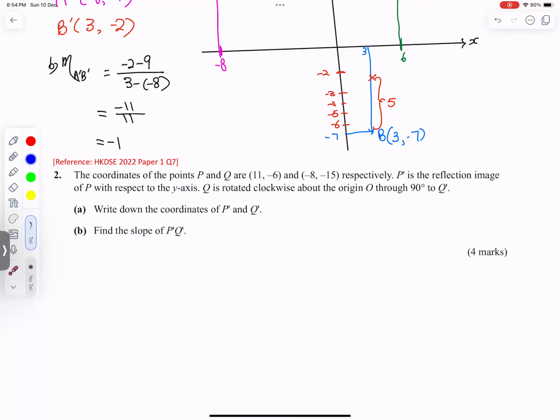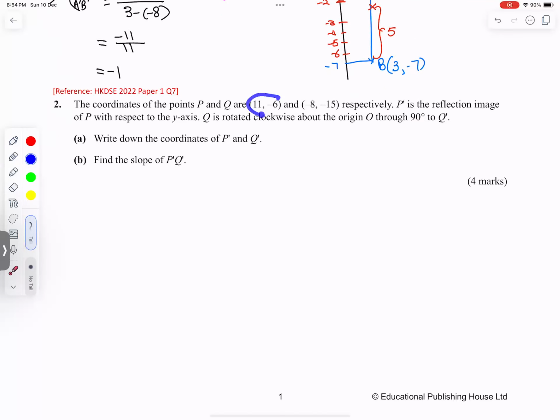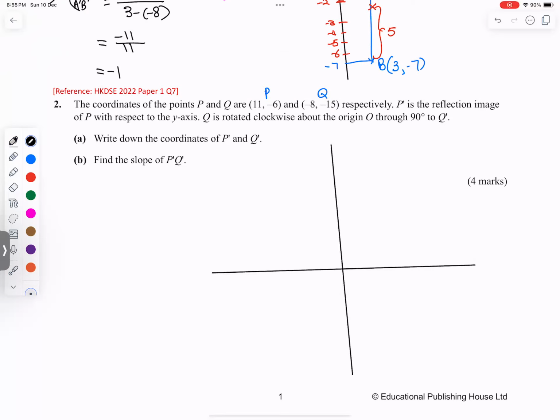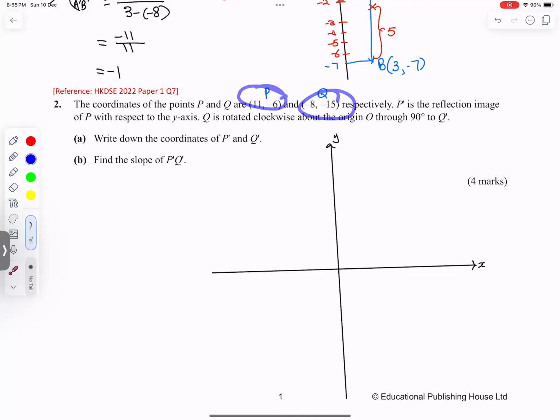So let's also draw the original points first. You can try to draw it. I'll give you 20 seconds. Draw first, because drawing is the hardest part actually. P first and then Q.